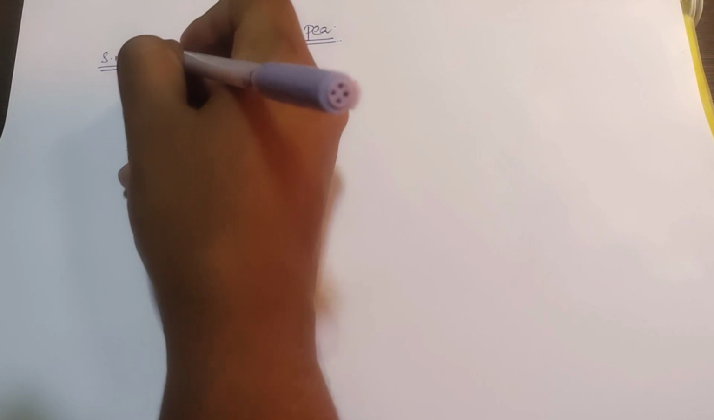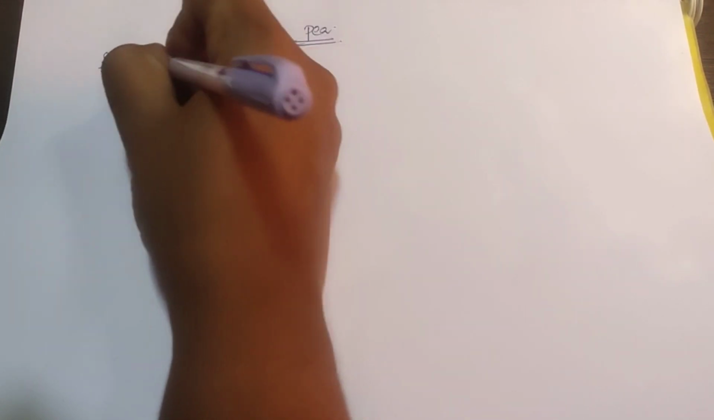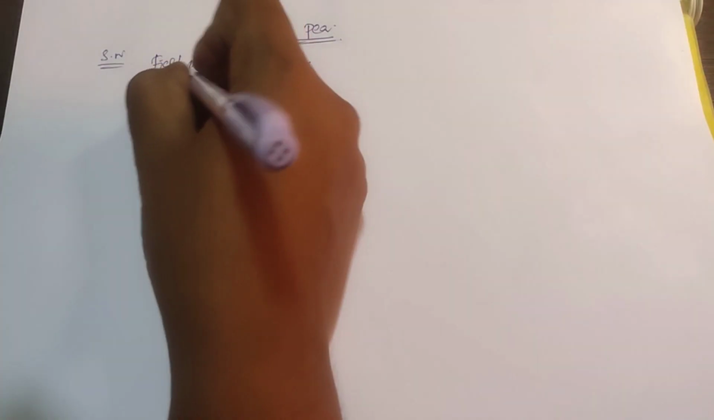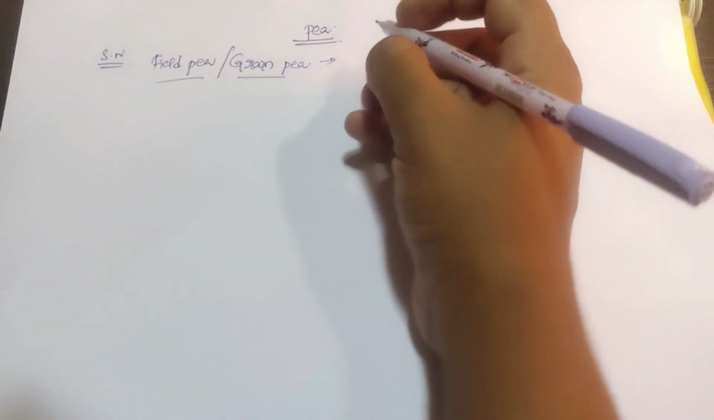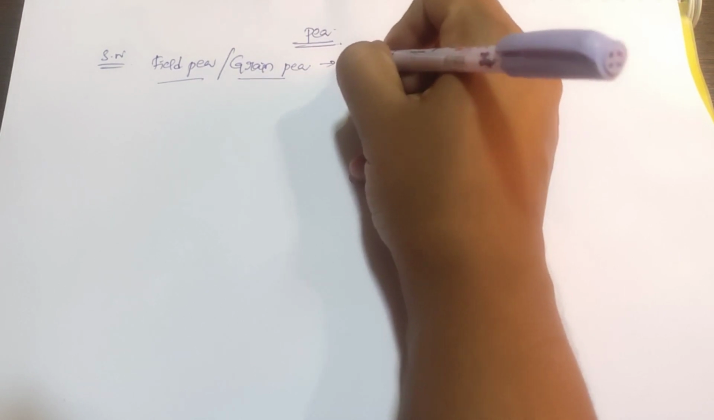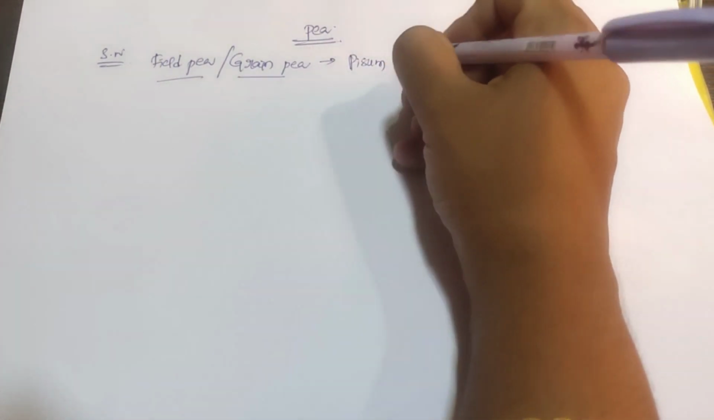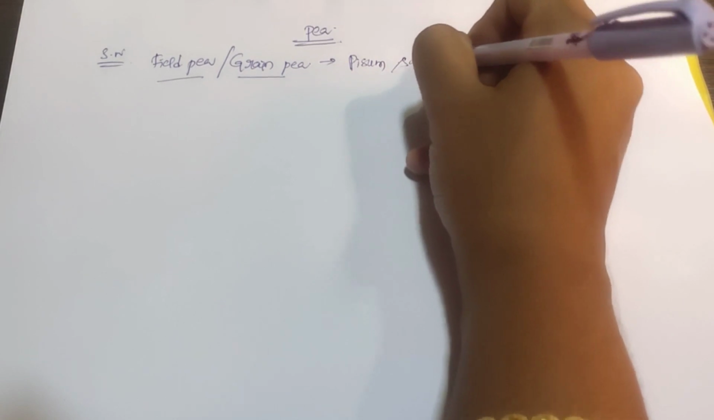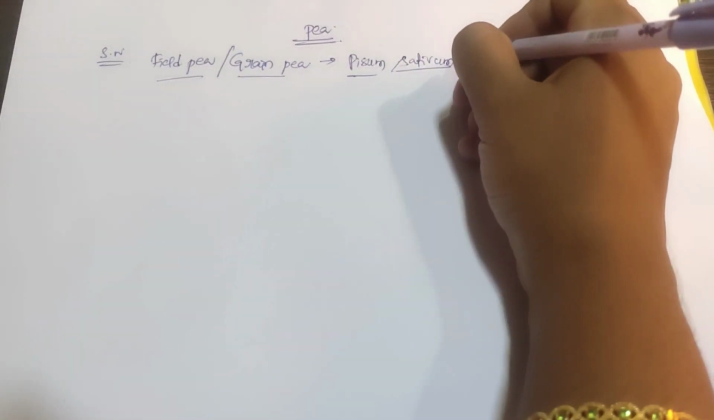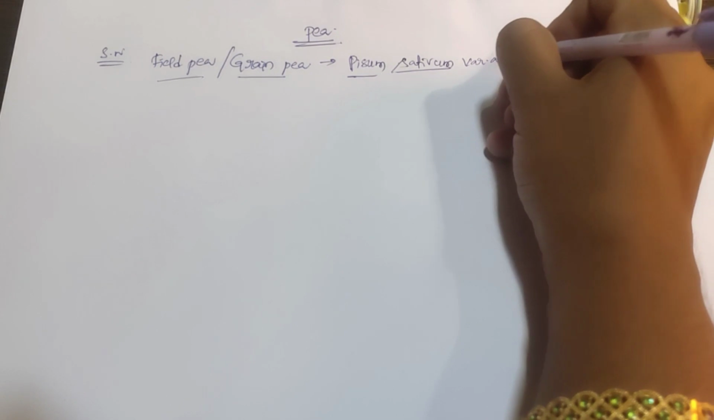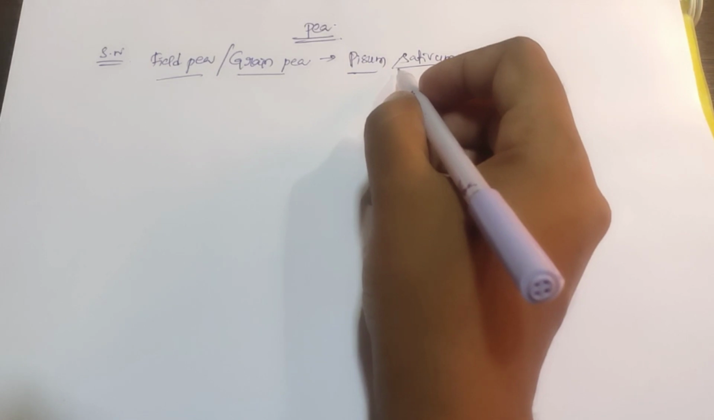The scientific name of pea: there are two types. One is field pea and the other one is garden pea. Field pea is also known as grain pea. The scientific name of field pea or grain pea is Pisum sativum variety Arvens.